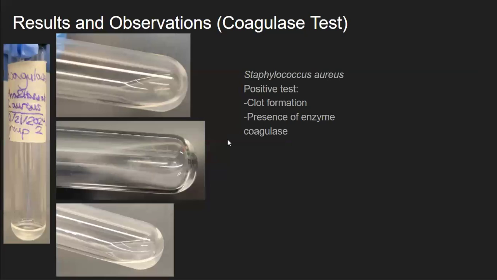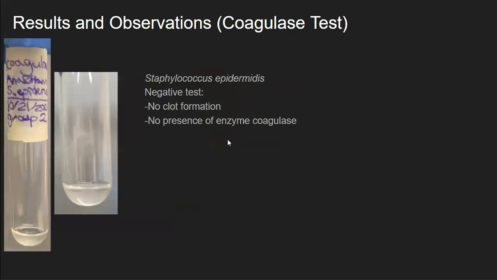Results and observations for the coagulase test. Staphylococcus aureus was a positive test, with clot formation in the presence of the enzyme coagulase. For Staphylococcus epidermidis, it was a negative test, no clot formation and no presence of the enzyme coagulase.